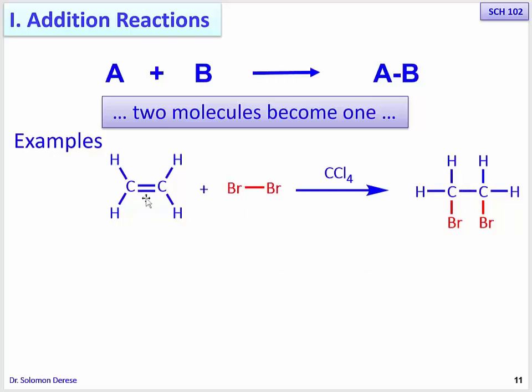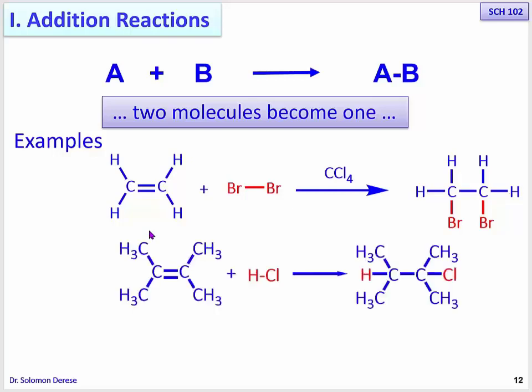So during the course of an addition reaction, a pi bond will be broken, but instead we have two new sigma bonds being formed. You have a sigma bond formed between this carbon and this bromine, and this carbon and this bromine. So in the course of an addition reaction, a pi bond is broken and two sigma bonds are formed. The type of compounds that undergo addition reaction are unsaturated molecules. They must have either a double bond or a triple bond. Since such compounds are unsaturated, they undergo addition reactions.